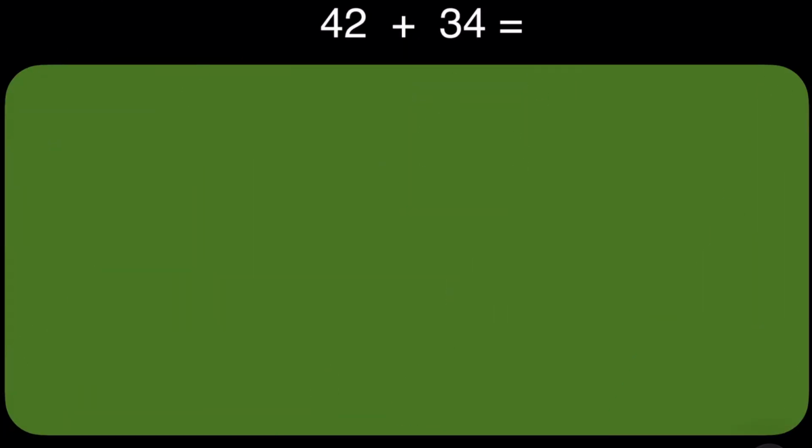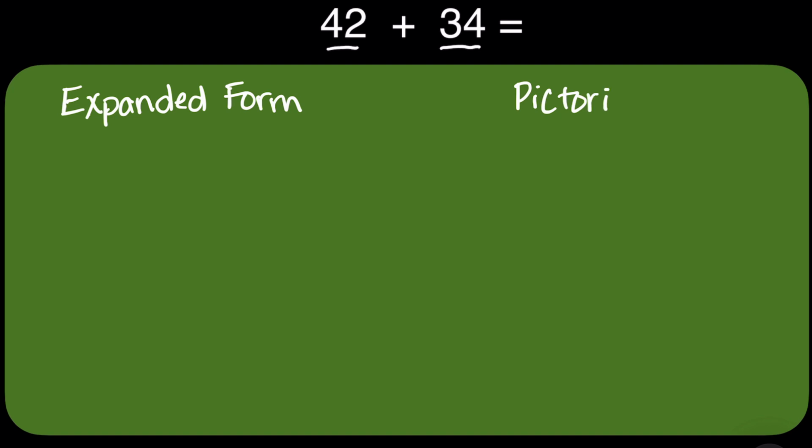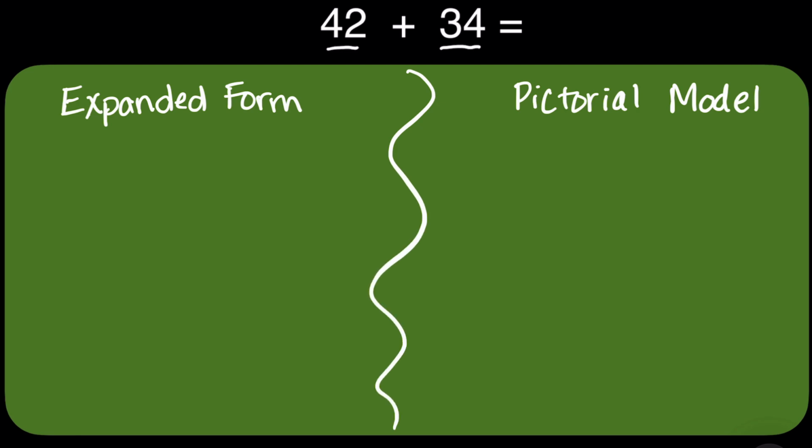All right, guys, the second addition problem that we're going to do today, I want you to try to solve without me before I show you the answers. So we're going to still do 42 plus 34 in expanded form, and we're going to do it in pictorial model. So if you want to set up your paper, write down the addition sentence at the top of your paper, and then give yourself a space to solve using expanded form and to solve using pictorial model. So I've set up my screen exactly the way your paper should be. If you need to pause the video to set up your paper, do that now.